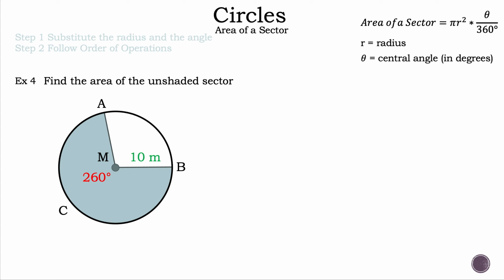We're still finding the area of a sector, so we can go ahead and write down the area of a sector in a circle formula. And that formula, once again, is pi times radius squared times theta divided by 360 degrees.